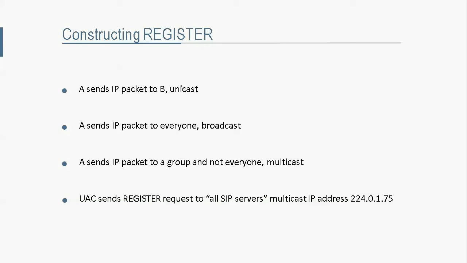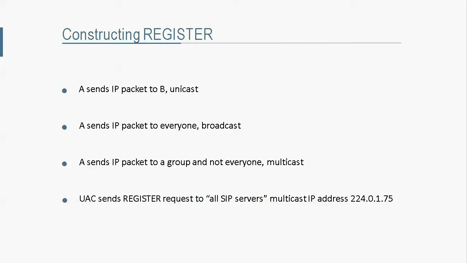If a network entity A wants to send an IP packet to network entity B, A sends the packet out with the destination IP address B. This is called unicast. If a network entity A wants to send an IP packet to everyone in the network, let's say B, C, D, E, and so on, it would use the broadcast IP address of the network. The important point is that each entity in the network gets an IP packet. This is what broadcasting is.